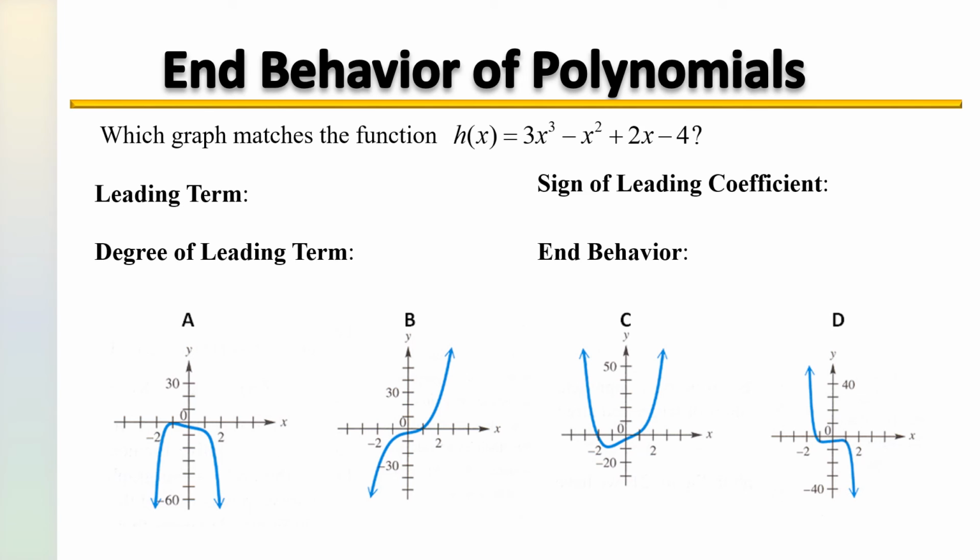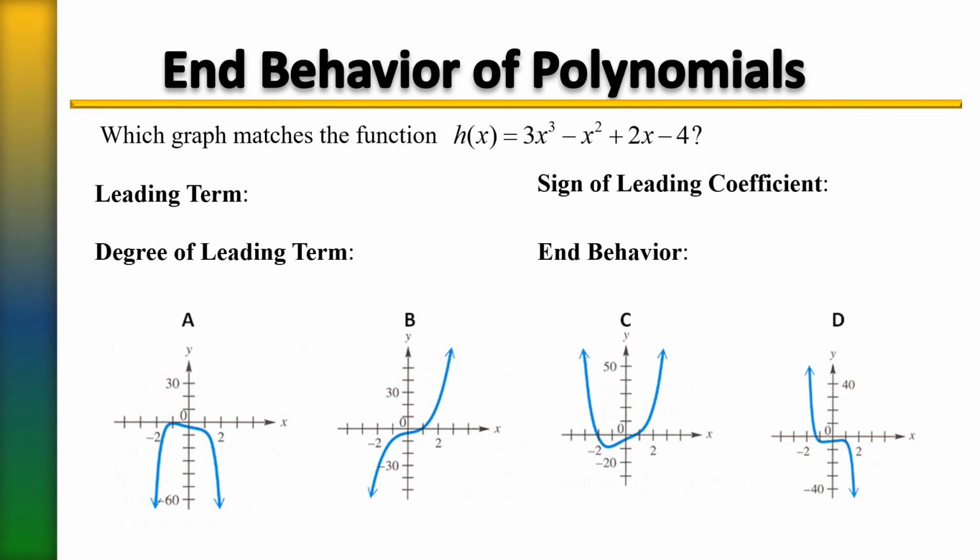Which graph matches the function h of x equals 3x cubed minus x squared plus 2x minus 4? Well, let's take a look at the leading term out of all the terms. The term that has the highest degree is again the one here out front.